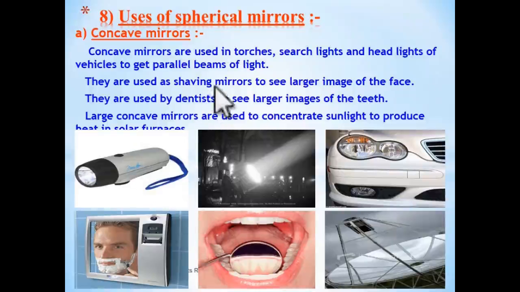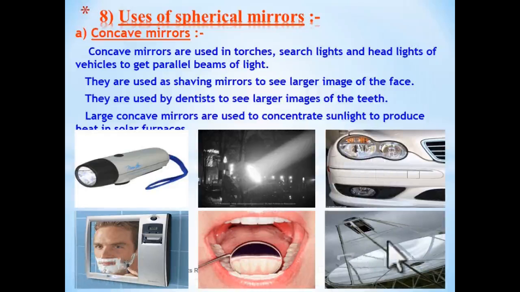Uses of spherical mirrors. Concave mirrors are used in torches, searchlights, and headlights of vehicles to get a parallel beam of light. They are used as shaving mirrors to see a larger image of the face. Concave mirror I am talking about. They are used by dentists to see a larger image of teeth. Large concave mirrors are used to concentrate sunlight to produce heat in a solar furnace. This is a solar furnace.